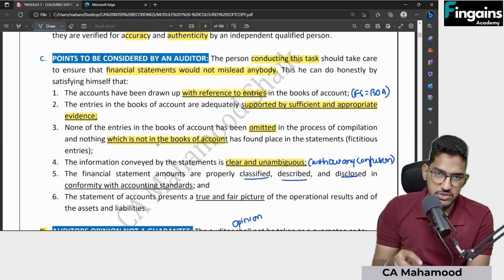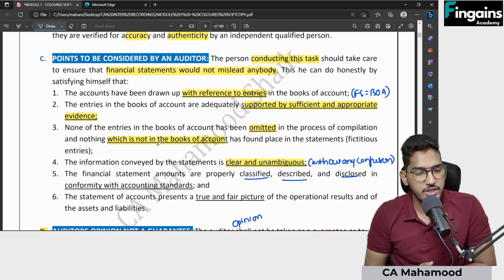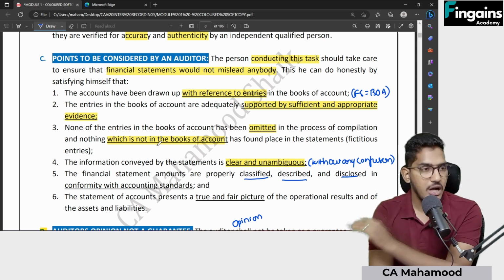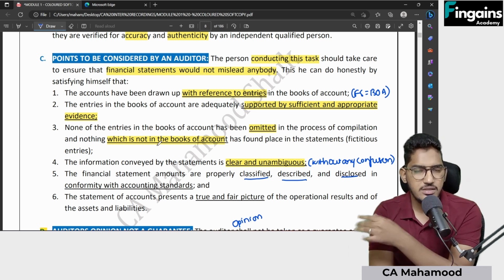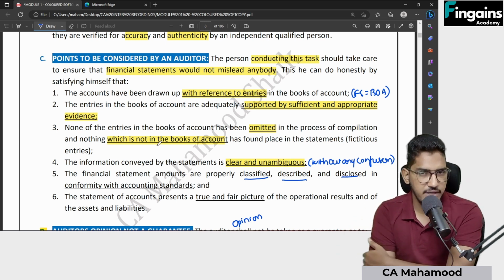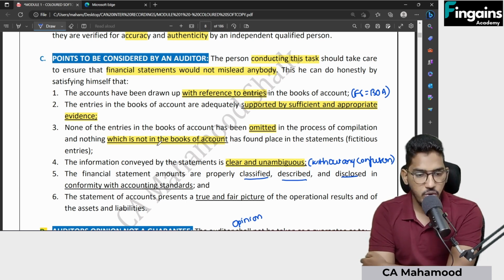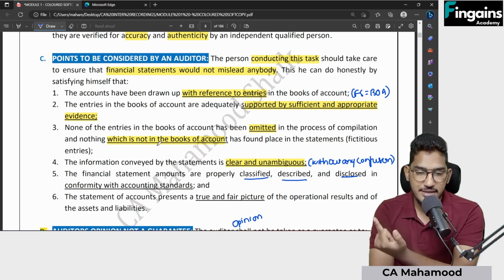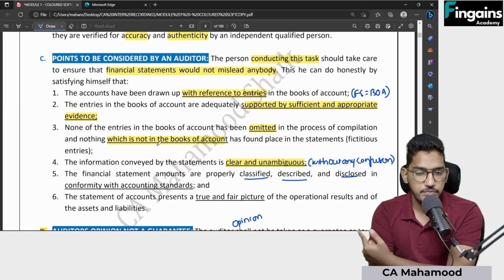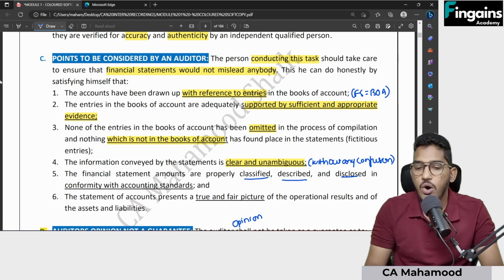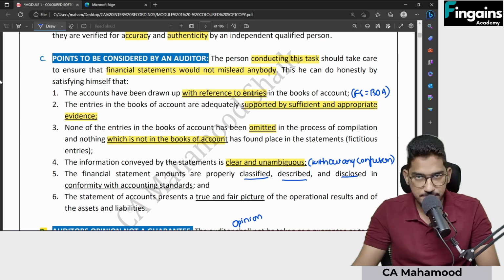Nothing but whatever financial statements are prepared by the management, they should be prepared, presented and disclosed as per accounting standards. In our simple parlance, you need to check whether the financial statements are prepared as per the applicable financial reporting framework. And then finally, the last point, the statement of accounts: the financial statements present a true and fair view of operational results.